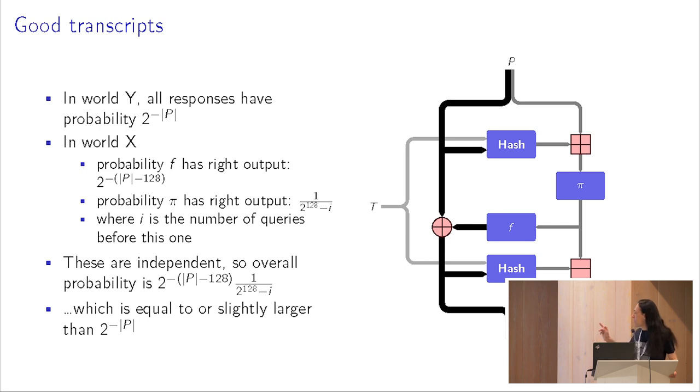I should mention that the reason we can make the assertion I did about F is because the nonce being fed to F is unique every time, and so its output is always independent from all previous outputs. And these two probabilities are also independent. So overall, the probability we'll see this is this formula here, the product of the two. But the important thing is, this is always either the same, if it's one query, or just a little bit bigger than the probability in world Y. And these sum across all queries.